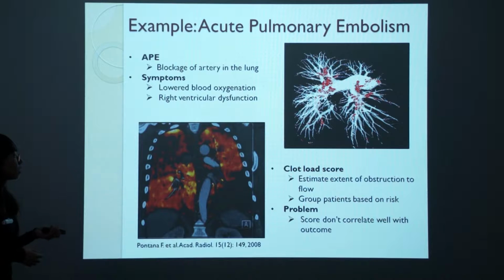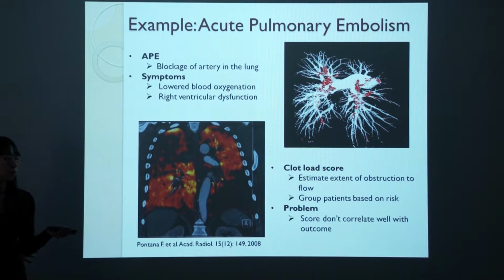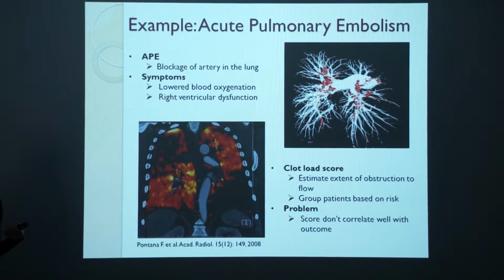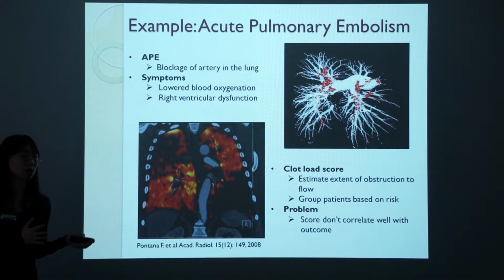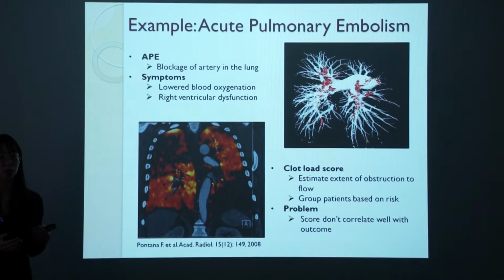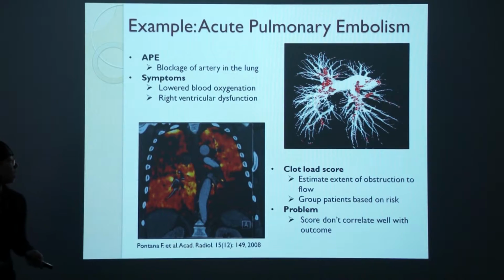A clot load score is a clinical index that's used to estimate the extent of obstruction of blood flow in the lung because of an embolism. We want to use this because it can help classify patients into higher risk groups, who have higher blockages and higher scores, which are quite severe, and patients with lower risk, who have lower scores and less obstruction.